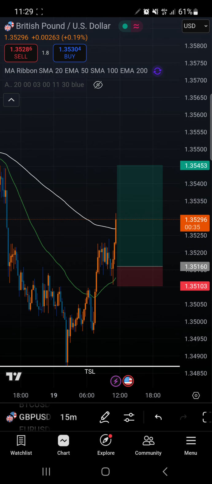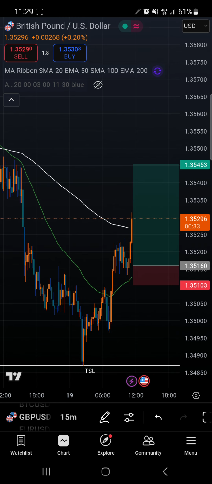Now, this is by no means financial advice. It's just a reminder to follow your strategy, mark out your points of interest, and strategically enter your positions on the smaller time frames, on the 1 minute time frame.